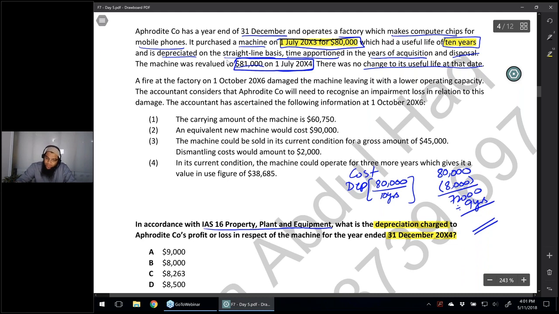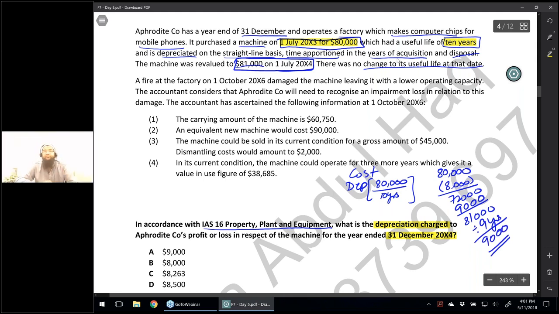Oh, sorry. From 72,000, the asset was increased to 81,000. So which means that the asset has been revalued by 9,000. And now divided by 9 years, the depreciation is going to be $9,000. So before revaluation, the depreciation was 8,000. After revaluation, it is 9,000.